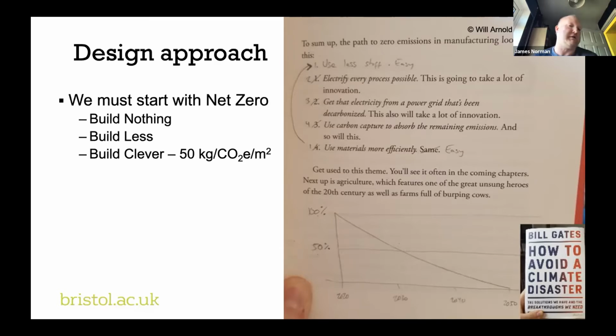So the way to reduce impact is to think about building clever, to think about minimizing the carbon footprint of our building and the embodied energy. And so I love this. This is Will Arnold. If you don't know Will Arnold, he works for the Institution of Structural Engineers, has been leading their climate emergency information.